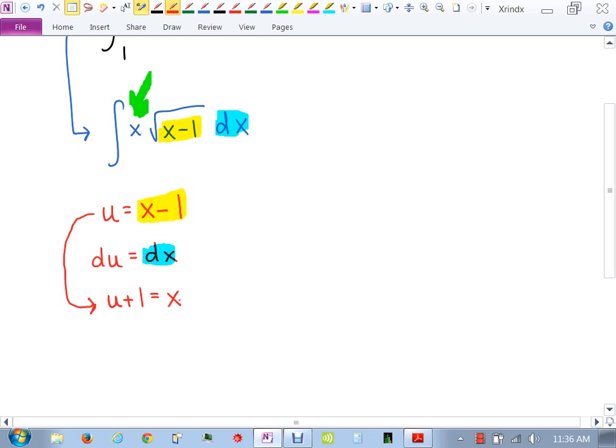Agreed? Now rewrite the integral. I'm replacing my x with what? u plus 1, and then multiplying that times the square root of the yellow, but my yellow is u, right? So square root u. And then du, that's what dx is.